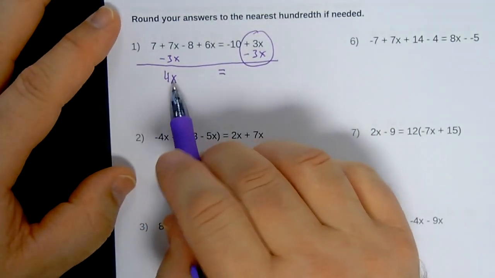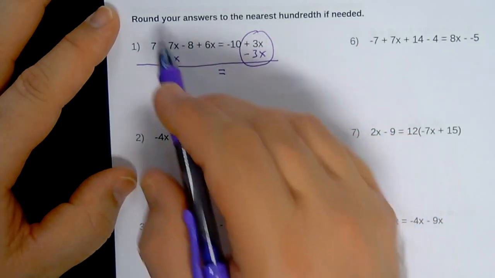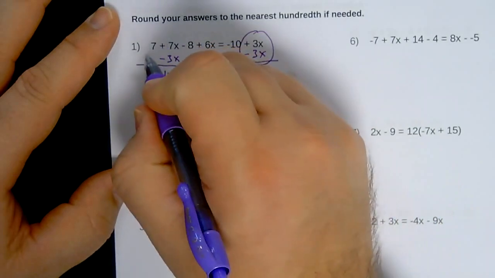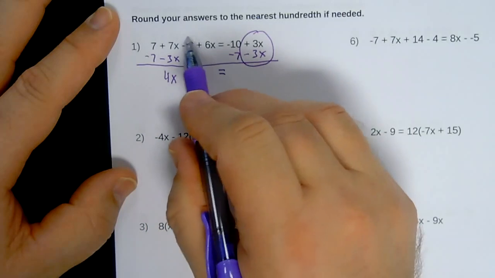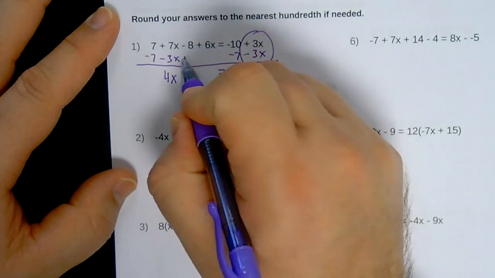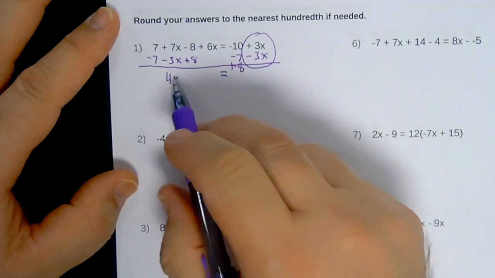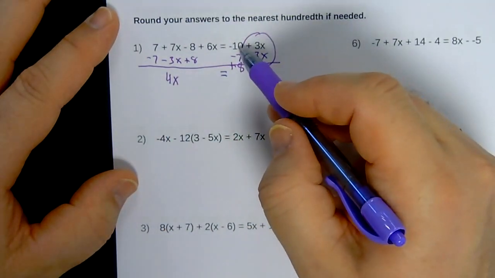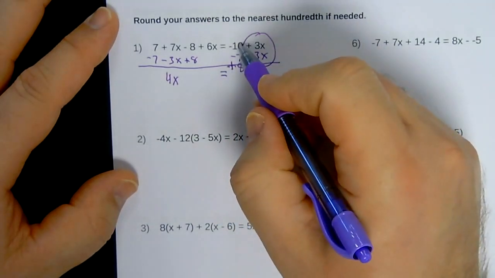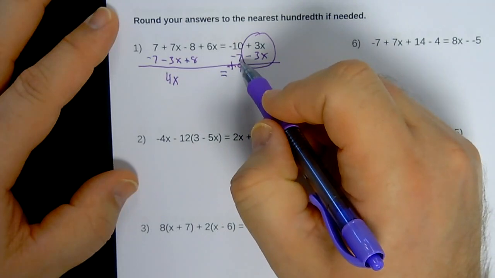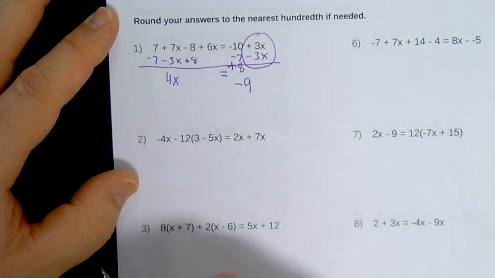Now what I like to do then, if I'm going to collect the variables on the left, that means I have to move all the numbers to the right. So this 7, I'm going to subtract. Any other numbers? Yep, here's a negative 8, so I'm going to add 8. So now I have negative 10 minus 7, but then I have a plus 8 sitting here. So negative 10 minus 7 is negative 17, plus 8 will give me negative 9.